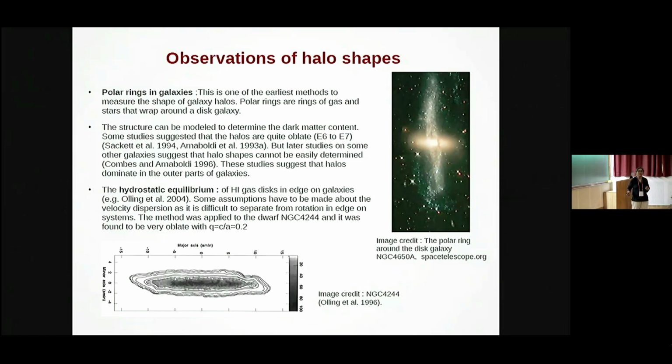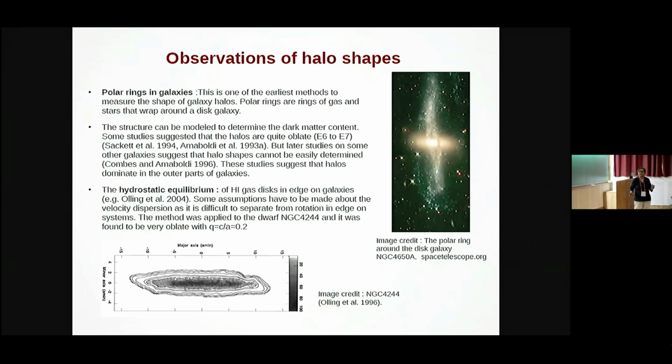Halos, as we know, in the mid 90s showed a lot of varieties of polar disks, and these polar disks were very useful because they extended way out into the galaxy halo, and with models you could try to estimate the halo shape and the halo prolateness or oblateness.